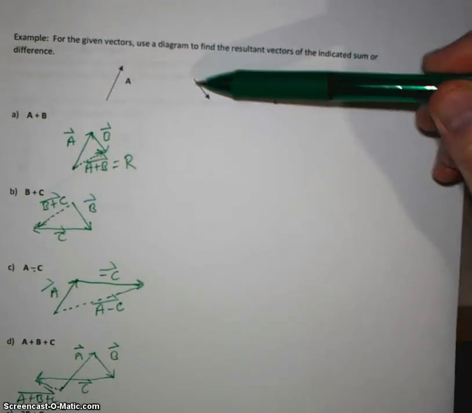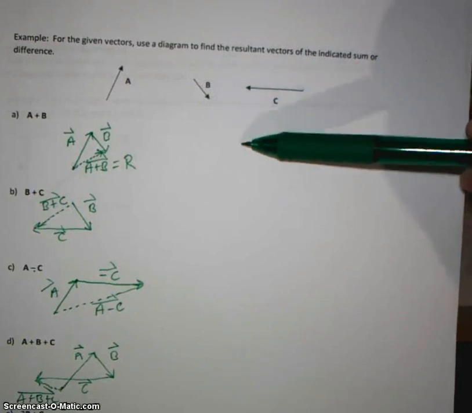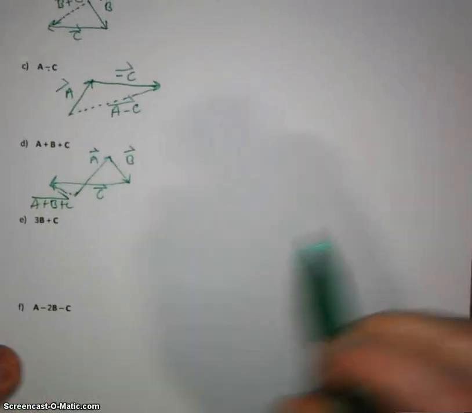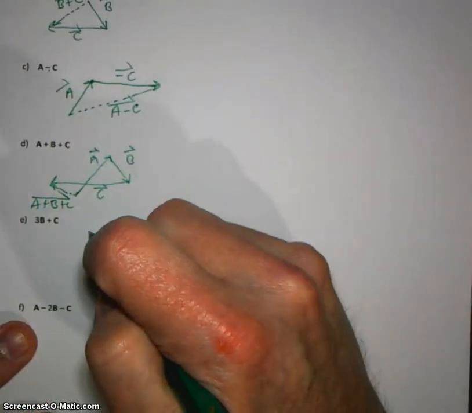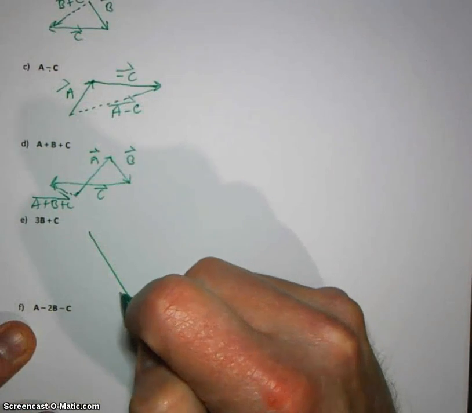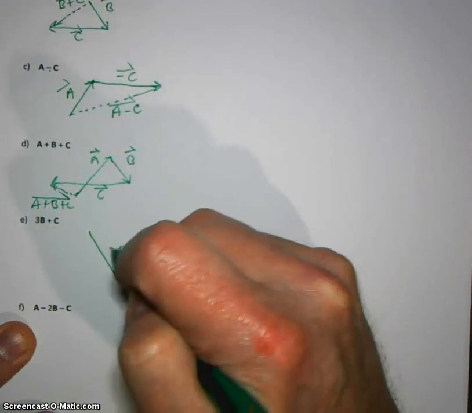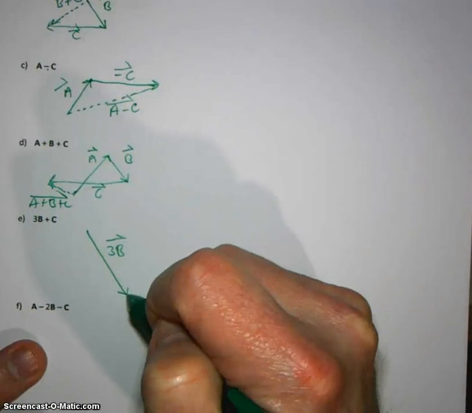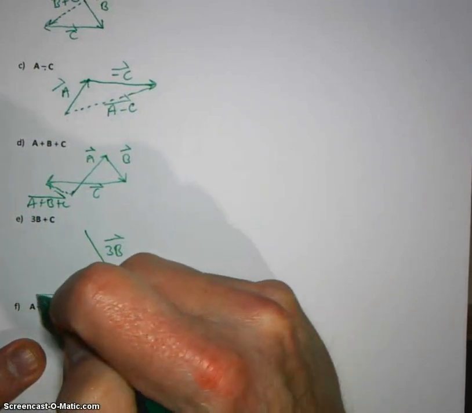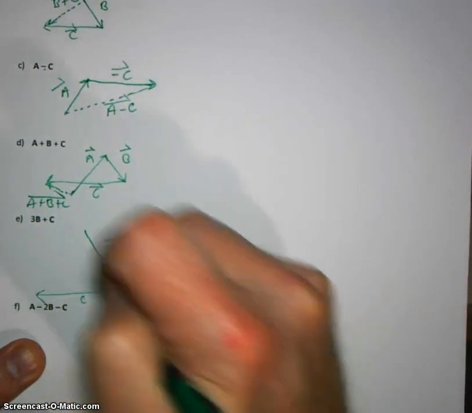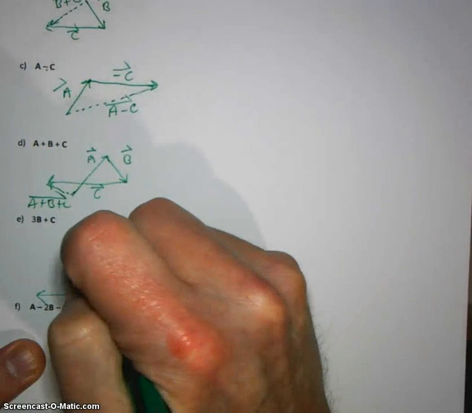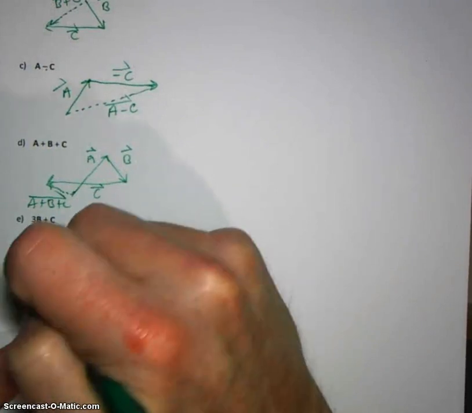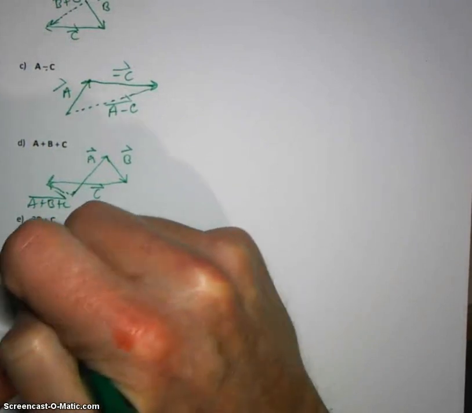All right, 3B. 3B means take vector B and make it 3 times as long. So 3B would look about like this. And then vector C is the same. That's about like that. So here is the vector 3B plus C.